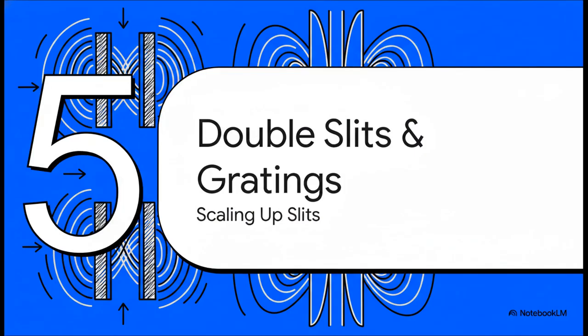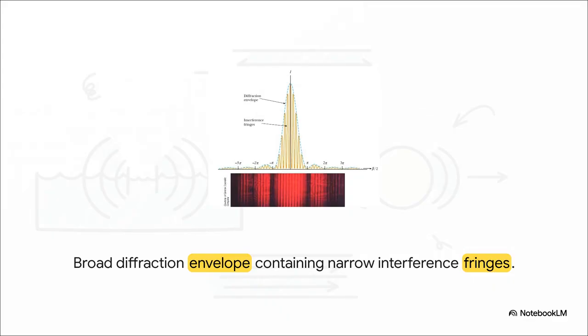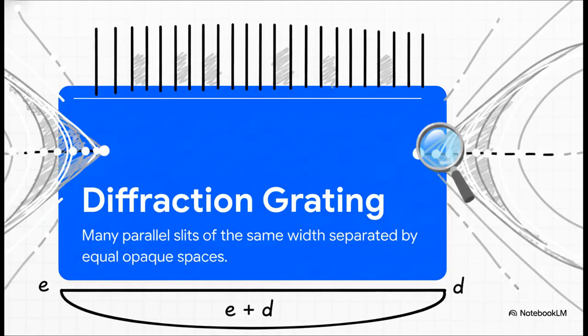Finally, Section 5, Double Slits and Gratings. Look at this incredible pattern. This is what happens when we use two identical parallel slits. When we add a second slit, we don't just get two separate boring patterns sitting next to each other. No, the patterns actually multiply. What you're seeing is a broad, sweeping, dashed line. That's the diffraction envelope from a single slit. But trapped inside that broader envelope are incredibly rapid, narrow, bright, and dark bands. Those rapid bands are the pure interference fringes created by the two slits interacting. It's like the single slit diffraction is acting as a volume knob, perfectly controlling the overall intensity of the interference fringes contained inside it.